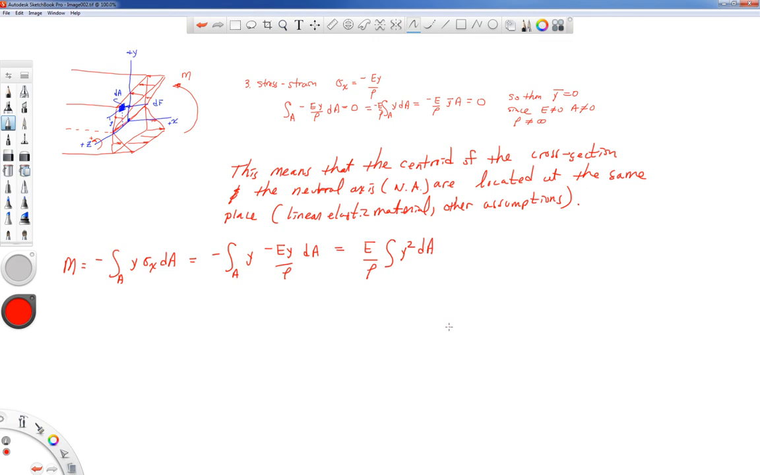And we have seen this term before as well. The area integral of y squared dA is known as the moment of inertia of the cross-section, or the second moment of area. So I'm going to rewrite this as E over rho times I. And in particular, for the bending moment that's oriented this way, it's the moment of inertia with respect to the z-axis. We'll talk about bending about the y-axis a little bit later, but for now, I'm just going to leave it as the symbol I. So we have M is equal to EI over rho.